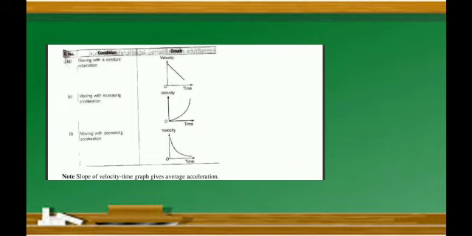D. Moving with a constant retardation, velocity time graph, again its velocity with time is decreasing. E. Moving with increasing acceleration, this graph is a curve, starting from the origin and it increases. F. Moving with decreasing acceleration, it is another curve. Note, slope of the velocity time graph gives average acceleration.